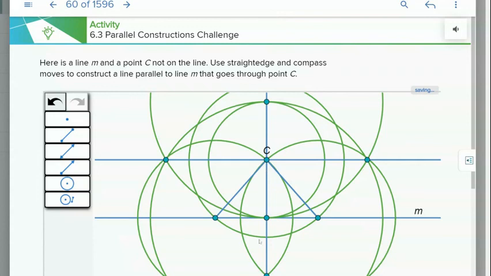So notice how we need a perpendicular line first, and then we create another perpendicular line, except this time it cuts through C, but it's perpendicular to the first perpendicular line that we created. So when we do that, we end up creating a line parallel to the first line that was given, line M. So definitely watch how I did it, and replicate that on GeoGebra. That would be the ideal thing to do.